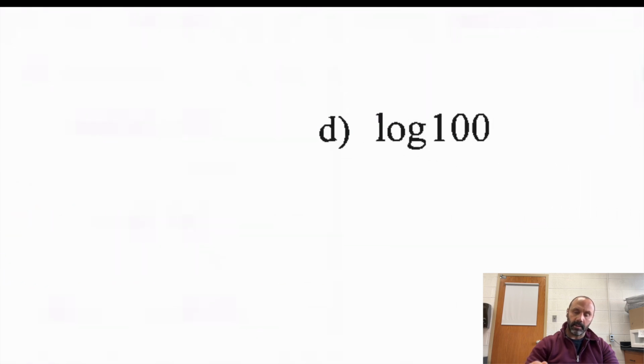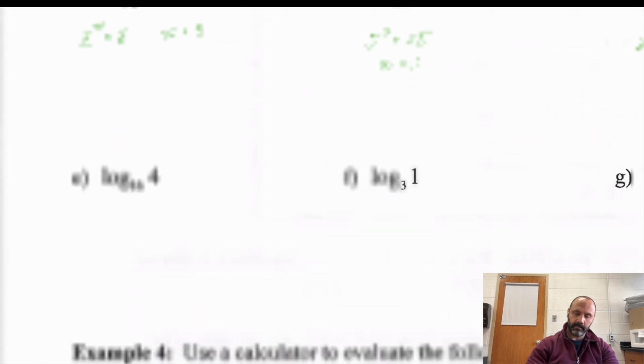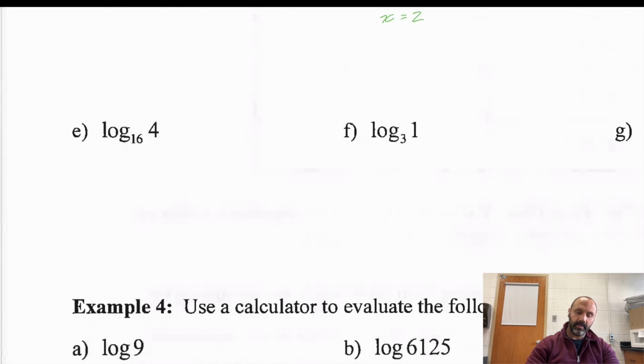And then log with no base, right? So that's implied, it's 10. 10 to the x power is 100, right? So that means x is 2. 10 squared is 100. Okay. Log base 16 of 4. Interesting, right? 16 to the what power would give me 4? Well, 4 is the square root. Oh, so x has to equal 1/2.